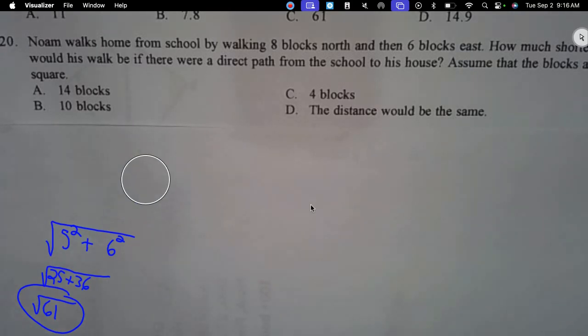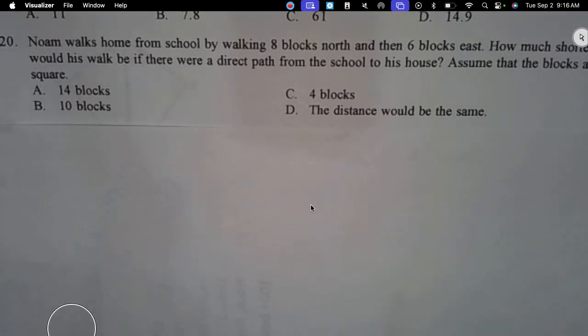Okay, number 20 on your study guide. Okay, it says a boy walks home from school by walking 8 blocks north. So I'm just going to go 8 blocks north. Is everybody good with that? And then from there, he walks 6 blocks east. So I'll go 6 blocks east.